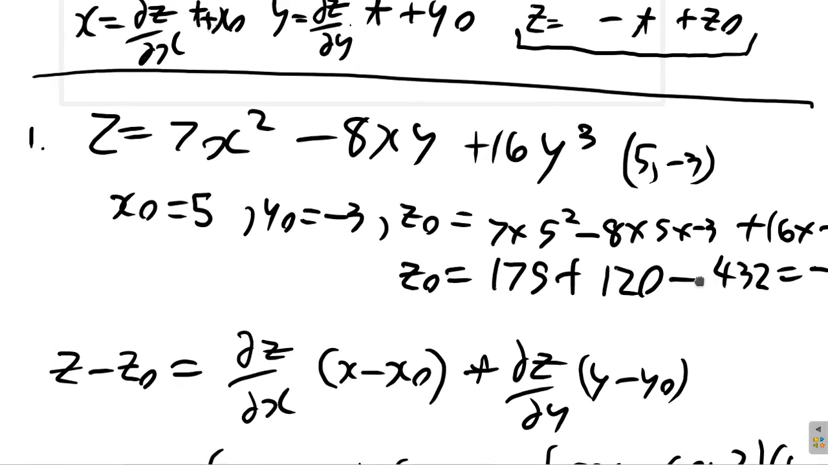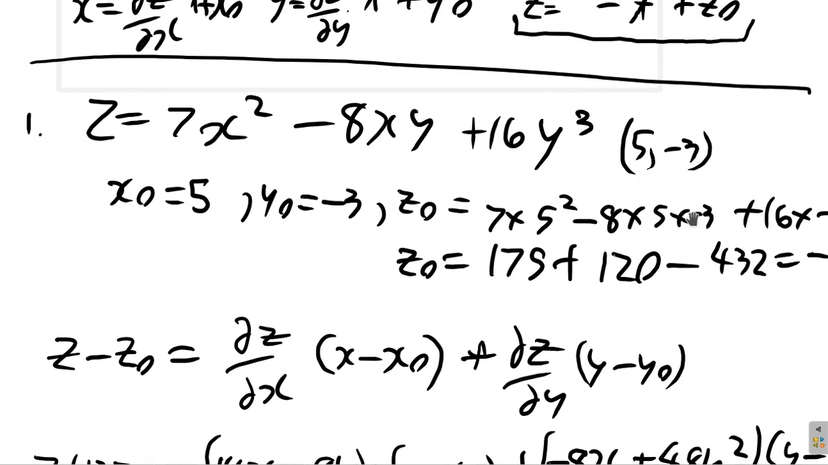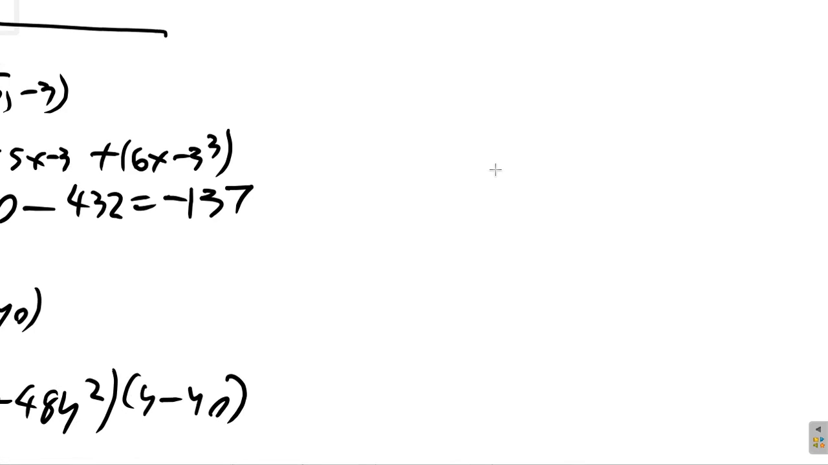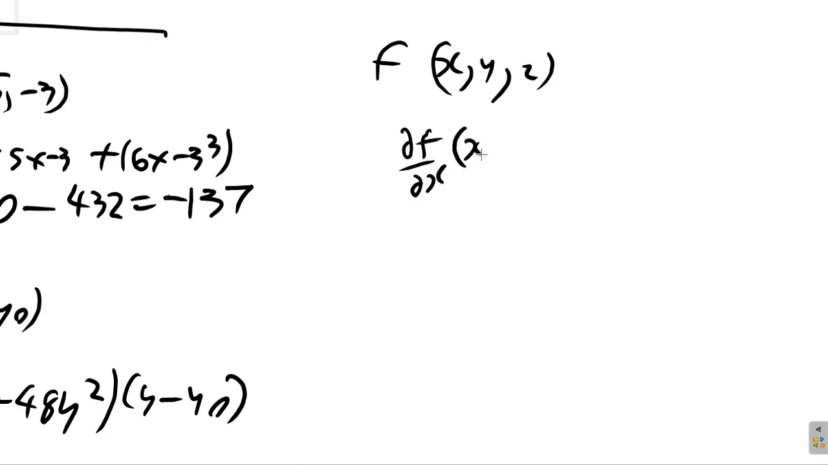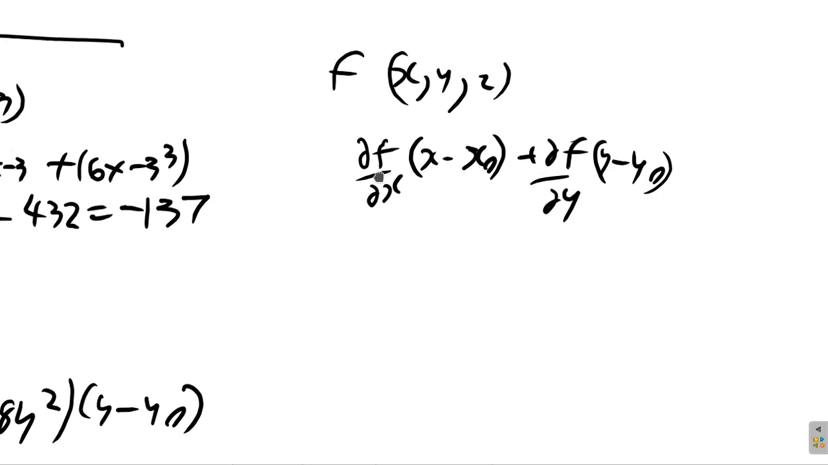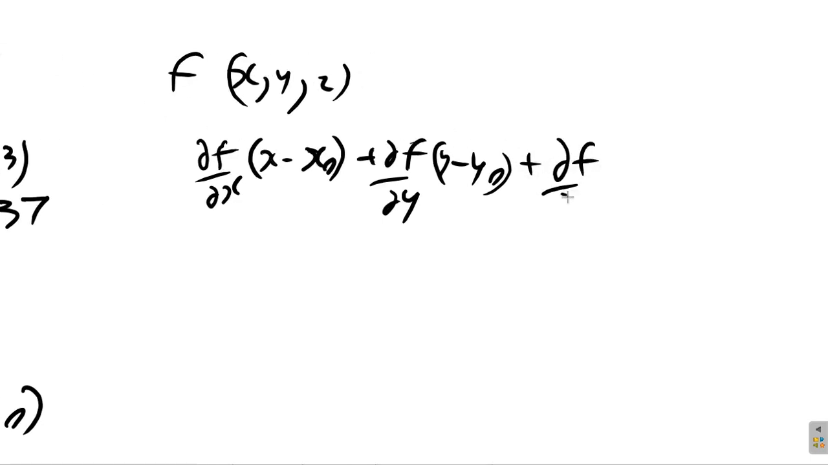Let's do it over here. But before we do that, remember, as I told you earlier, the general format: if we say f is a function of x, y, z, the general format is delta f by delta x, x minus x naught, plus delta f by delta y, y minus y naught, plus delta f by delta z, z minus z naught.